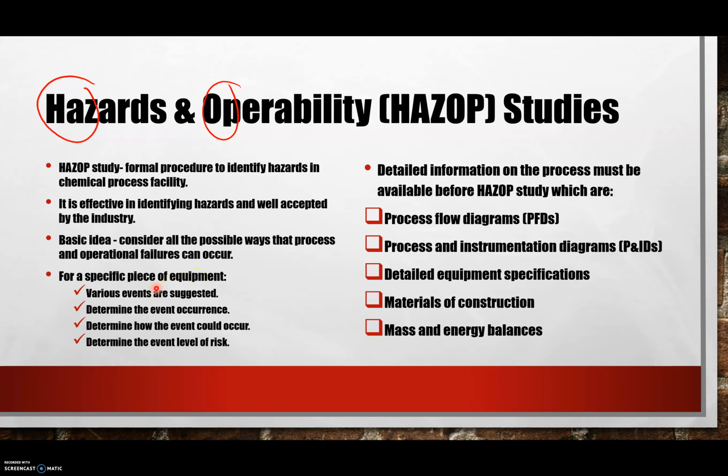So for a specific piece of equipment, when you're dealing with HAZOP studies, the results can suggest various events of hazard. It can also determine how the event could occur, and it can determine the level of risk. All these possible consequences can be suggested in your HAZOP studies.